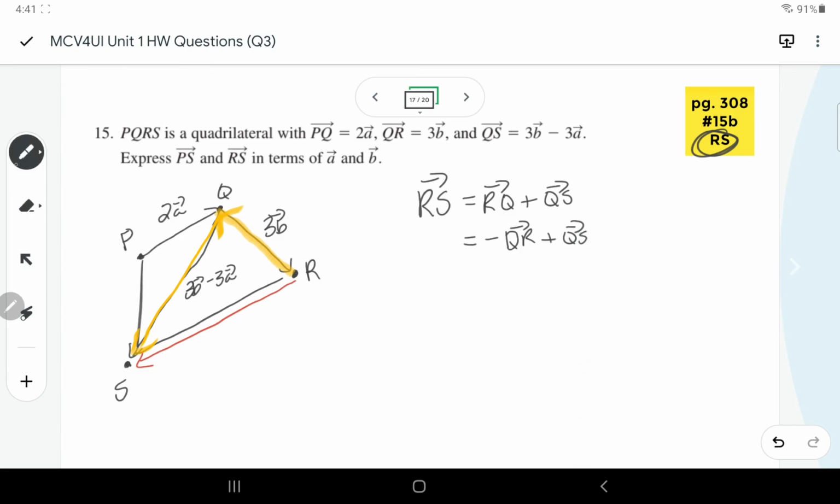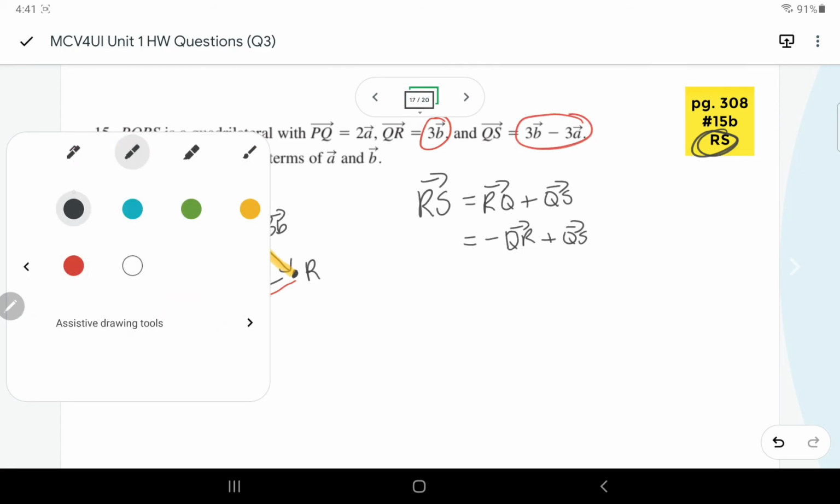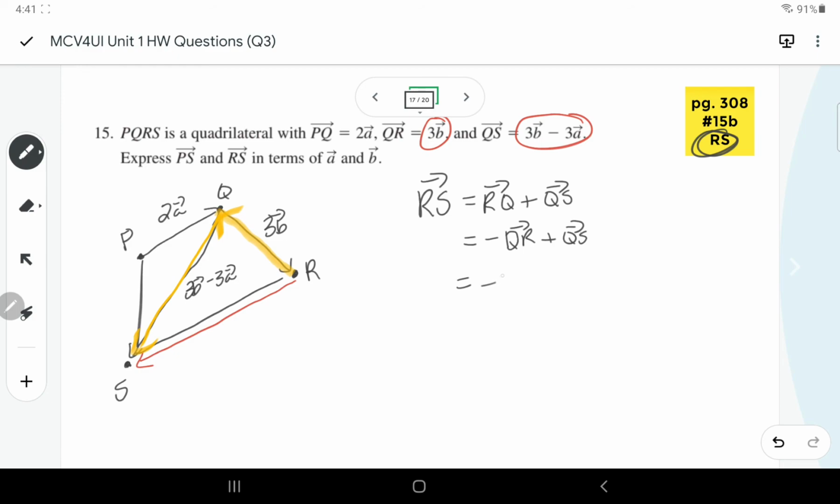And then I can substitute in the 3B into the QR, and the 3B minus 3A into the other one. So here I'd have negative 3B plus 3B minus 3A, which gives me negative 3B plus 3B minus 3A. So then that will simplify to be just negative 3A. Always look at paths to get what you want in terms of the things that you already know.